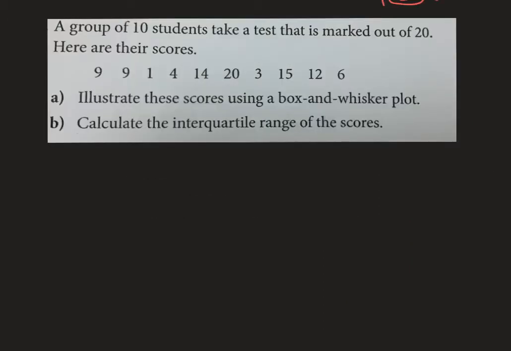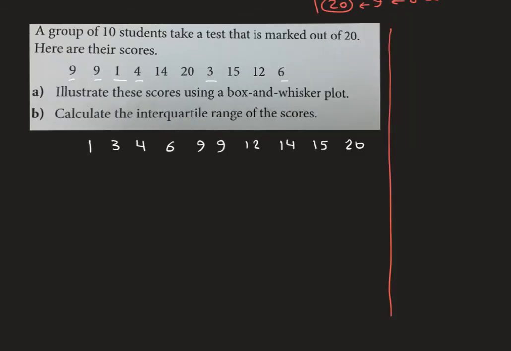Now your turn. You have 10 values. You need to draw the box and whisker plot and find the interquartile range. Interquartile range is the upper quartile minus the lower quartile. Pause the video and solve, then check your answer. After you arrange them, you know that the least value is 1 and the greatest value is 20. We need to find the median, lower quartile, upper quartile.